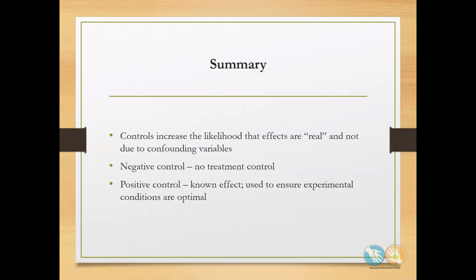So in conclusion, controls are essential for any scientific experiment because they increase the likelihood that the effect that you are observing is directly correlated to the independent variable that you are changing, and not due to other confounding effects. Negative controls act as the no treatment control, and they show what should happen if there's no effect. In contrast, positive controls are controls with known effect. They're usually used to ensure the experimental conditions are optimal, and they're also used to evaluate the magnitude of the effect.